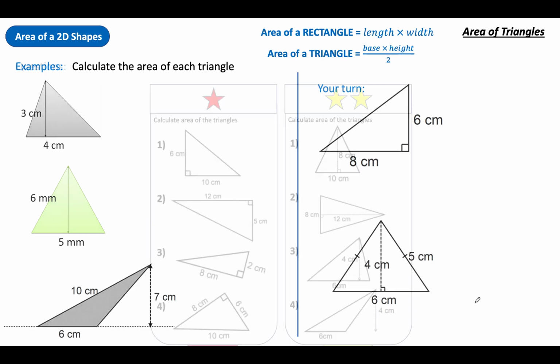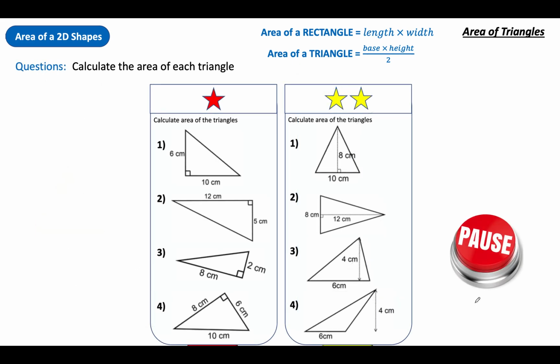work out the area. Okay, I've got 8 for you to have a go at there, so pause the video, have a good go at those. Remember, we're doing base times height, divide by 2. It's this formula here. Off you go. Oh, pause the video, yeah.